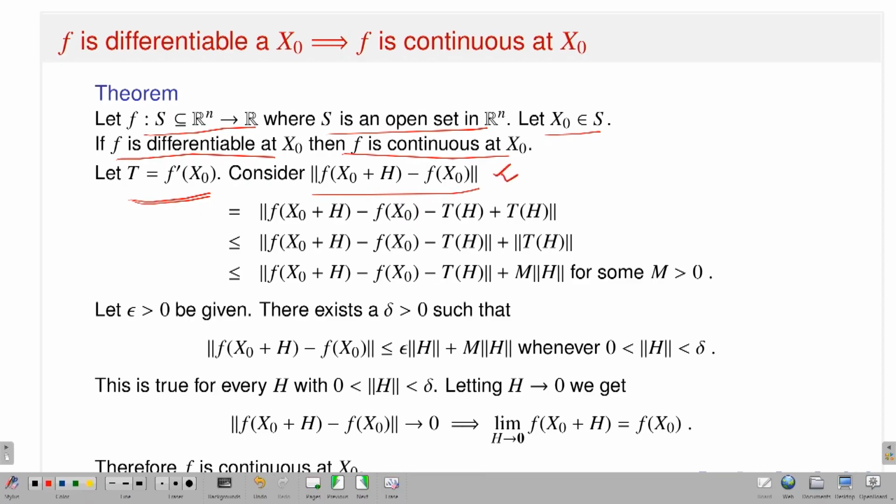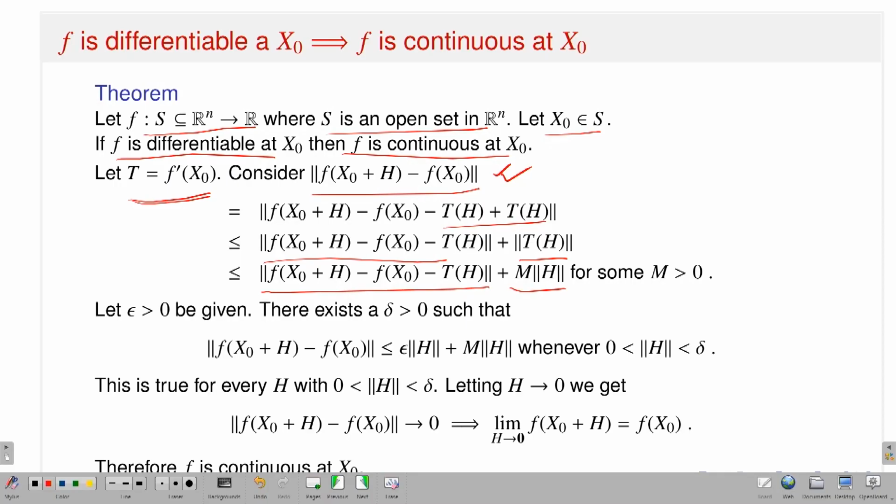So that is why I would like to estimate this object, the norm of f of x naught plus h minus f of x naught. What I am doing is that I just add and subtract one term, then use the triangle inequality. So this is dominated by this plus this, by the triangle inequality. Now this is less than or equal to the norm of f of x naught plus h minus f of x naught minus T h, as it is, plus the norm of T h. Now, this is less than or equal to M times norm h.